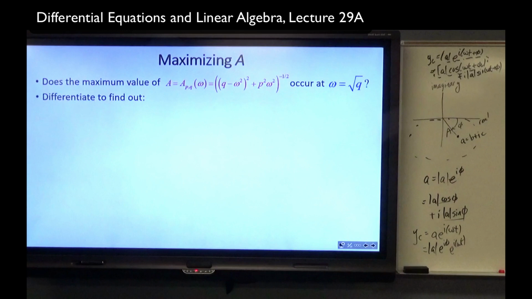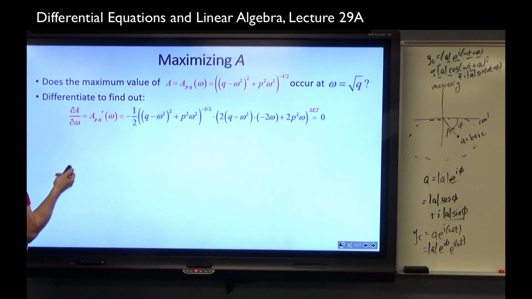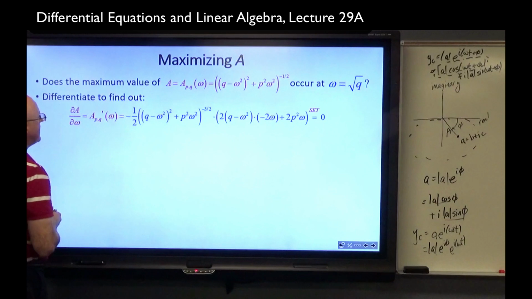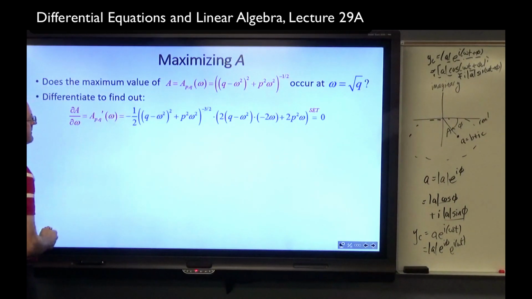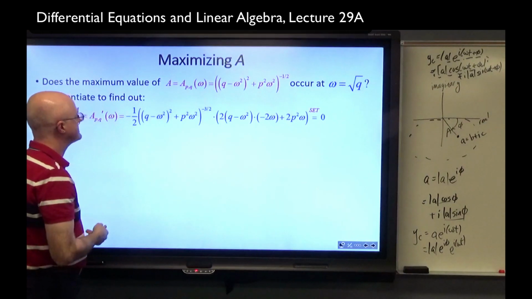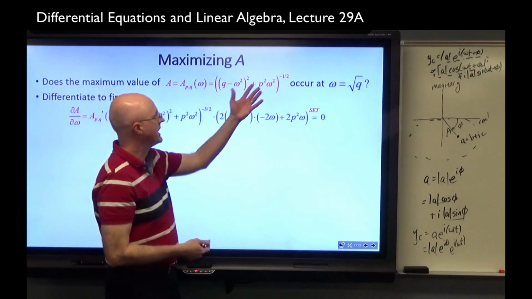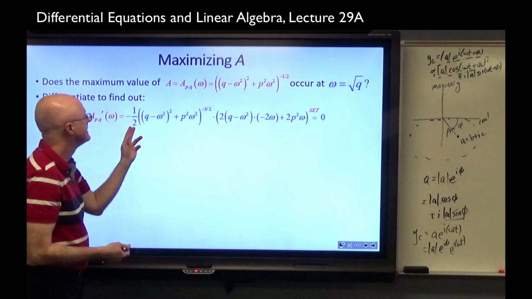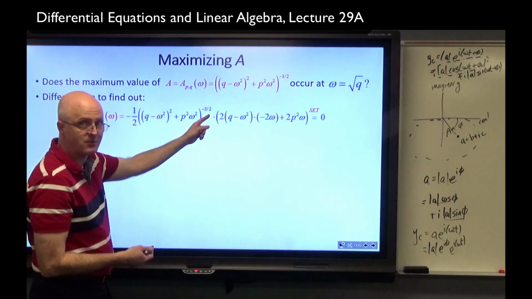Use calculus. Differentiate this function of omega. In general, a depends on p, q, and omega, so I could write it as a partial derivative. But if I'm thinking of the a function from the previous slide as a function of omega, I can use a prime as well. Treat p and q as constants. Treat omega as the variable. I have to use the chain rule. Bring the negative 1/2 down in front. Subtract 1. Negative 1/2 minus 1 is negative 3/2.